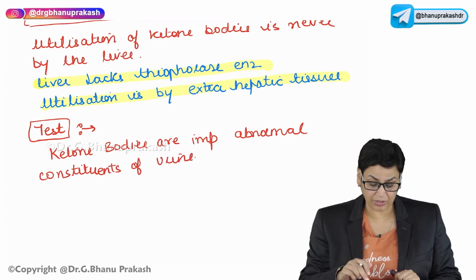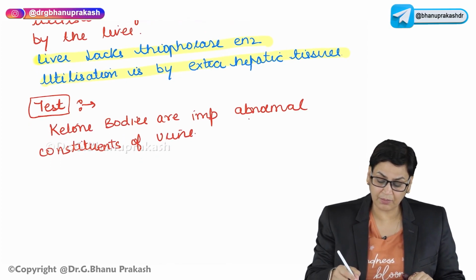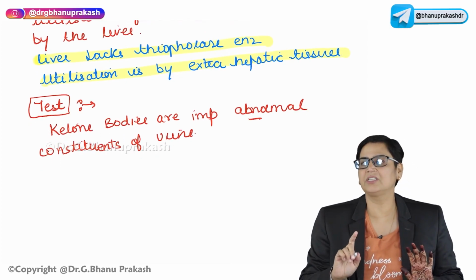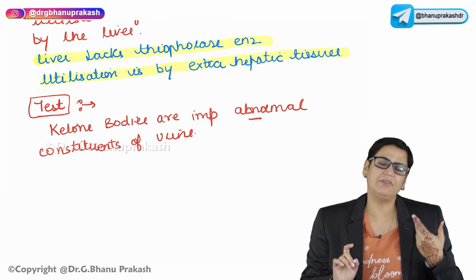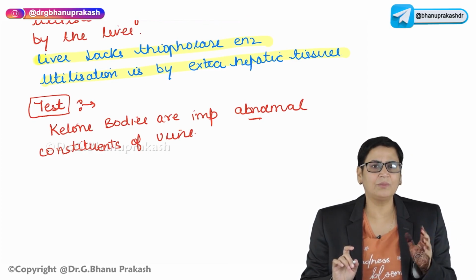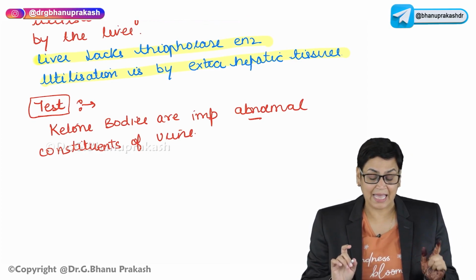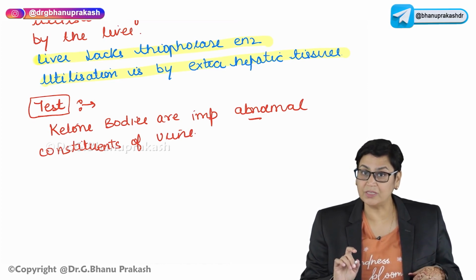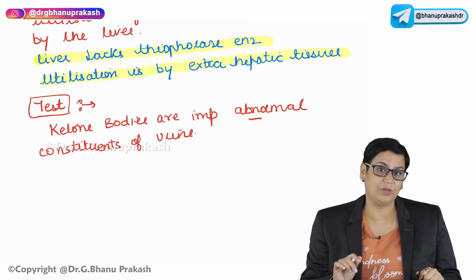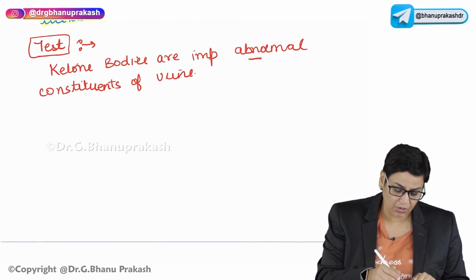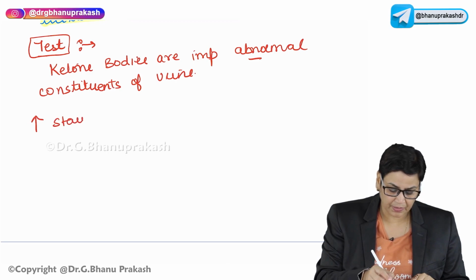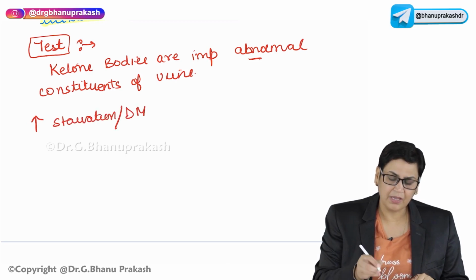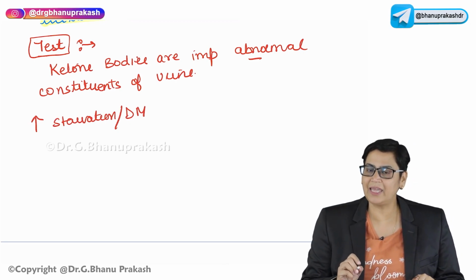Now, how are they important constituents of urine? Because I told you the normal concentration is 1 milligram per dl, which is excreted in urine, but it is insignificant. And increased concentration of ketone bodies is observed during starvation and during diabetes mellitus, because whether we talk about starvation or whether we talk about DM, what is the situation of the body like?